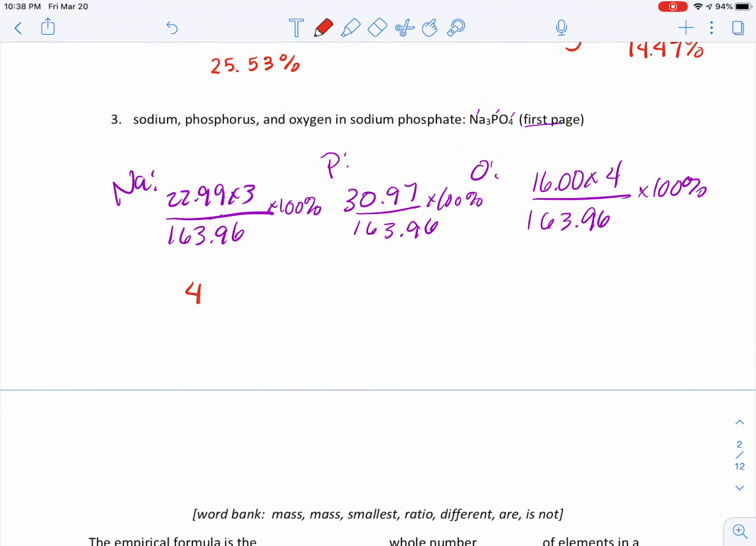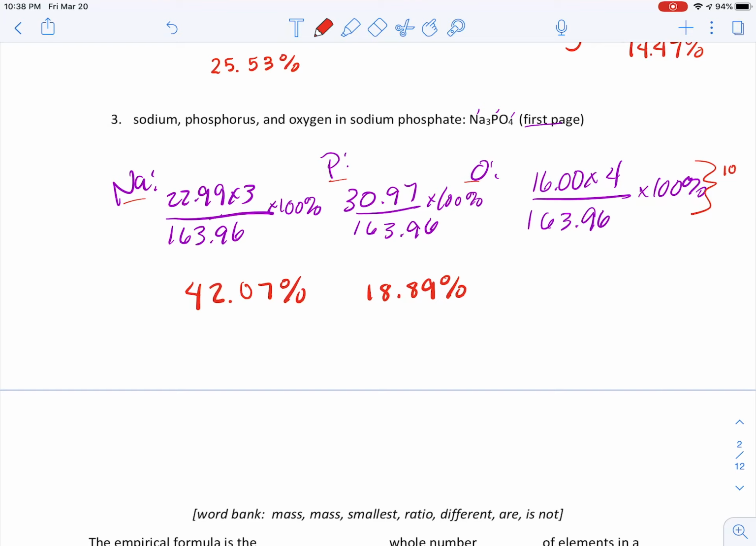I get 42.07% for sodium. Now at this point, I can't subtract to get phosphorus because I've got 3 elements in here. I gotta have at least 2 before I can do the little subtraction trick. So 30.97 divided by 163.96 times 100. And I get that this one is 18.89%.